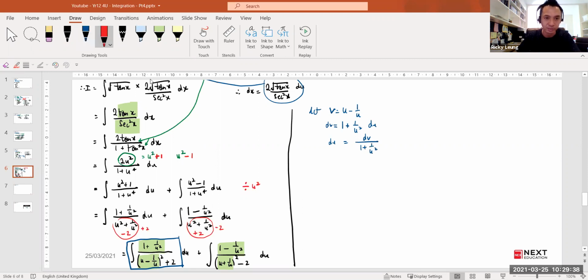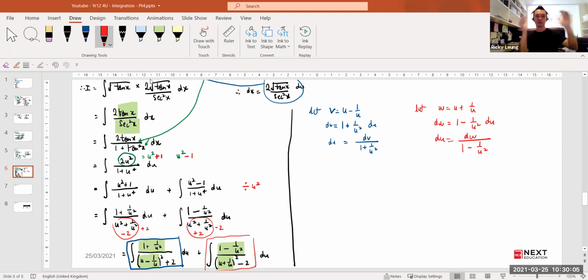And then similarly for this one here, if I let w equal u plus 1 on u, dw equals 1 plus, now because it's plus, it'll be minus 1 on u squared du, and du then is dw over 1 minus 1 on u squared. Perfect. Double sub.